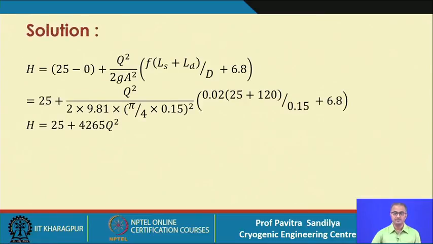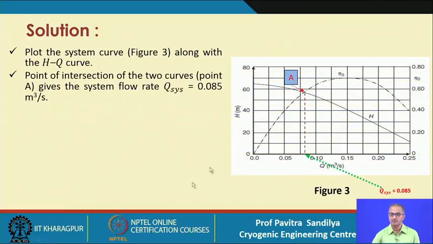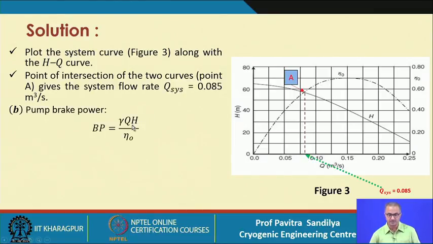So, what we do is plug in the values of everything, and this is how we generate the expression for the system curve, head versus Q. For this equation we put different values of Q and find the different values of H, so that we can plot this H versus Q on this figure, and the point of intersection gives us the particular system Q.